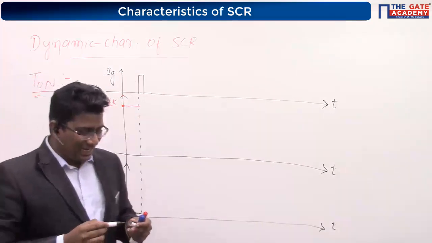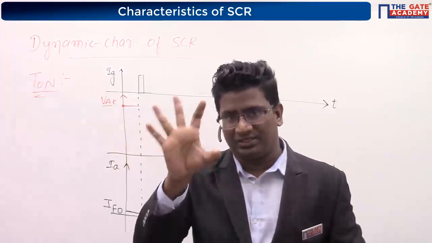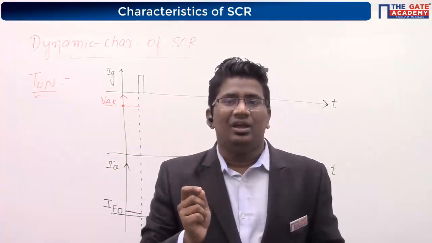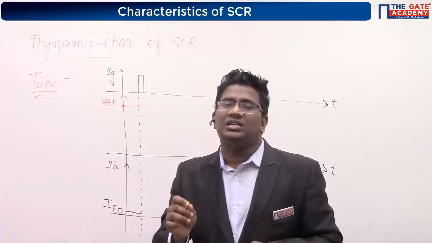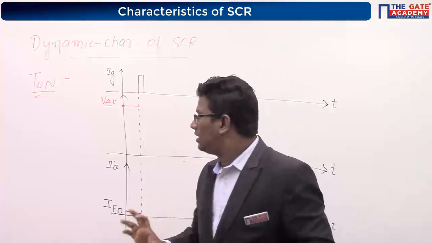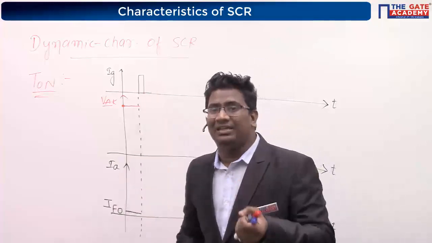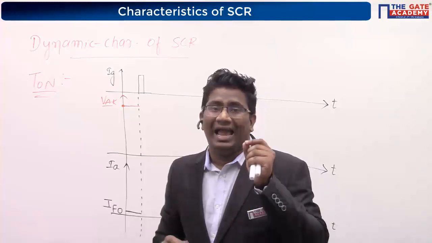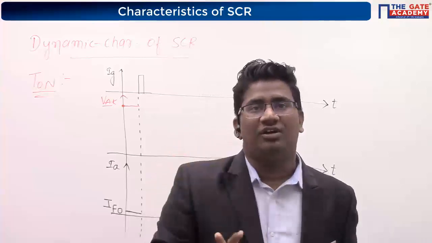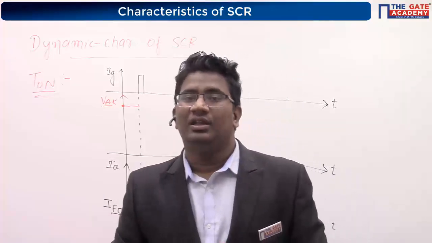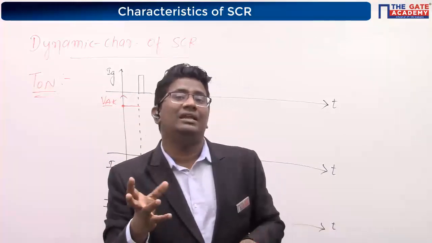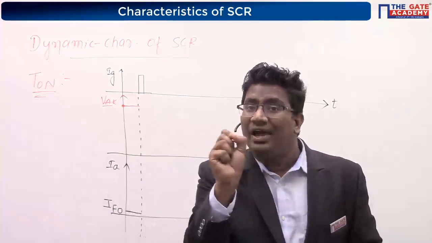Once you apply that gate pulse, only one thing I would like to ask. You are giving a gate pulse means, can I say you are inserting charged particles into the narrow gate cathode section or not? Why narrow gate cathode? Can you tell me why I said narrow gate cathode? Why I am not saying just gate cathode?